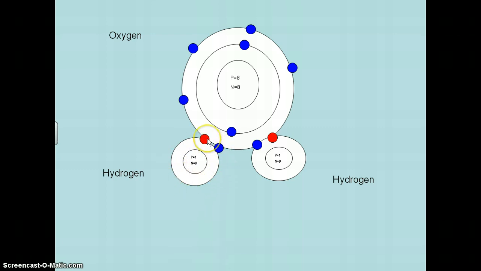So now we have 2 valence electrons in the first level, which is a full shell. And we have 2 valence electrons here, and then when you add all of these up for oxygen, then that makes a full valence shell.